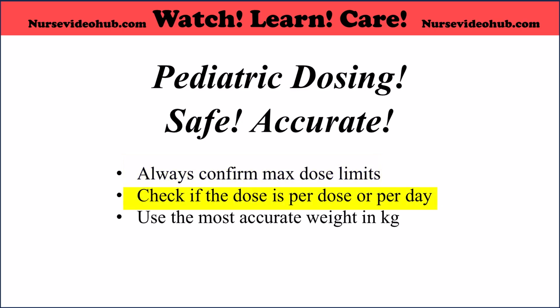Check if the dose is per dose or per day. This changes your math. And use the most accurate weight in kilograms. Avoid estimating. Pediatric dosing is precise. It is not just about numbers, it's about safety, effectiveness, and the best possible outcome for every child. Understand the weight, check the range, and calculate carefully.